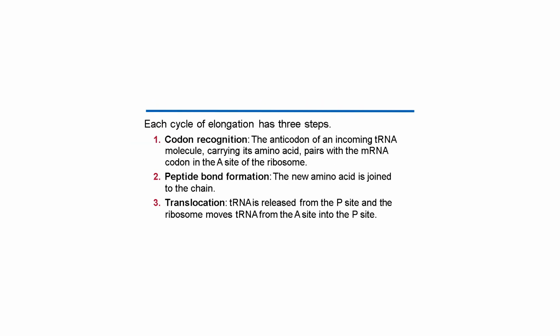Elongation proceeds in three main steps: codon recognition, peptide bond formation, and translocation. First, a tRNA pairs with the correct codon. Next, the new amino acid is joined to the chain. And finally, the ribosome shifts position to read the next codon.